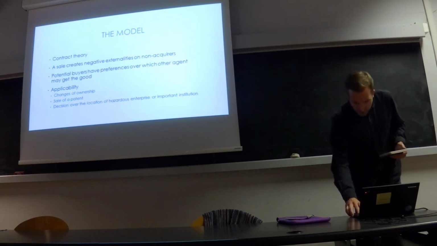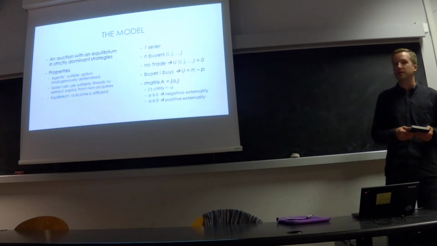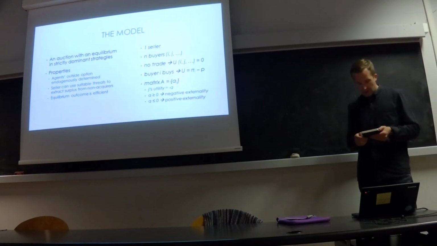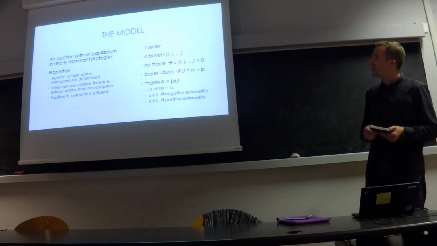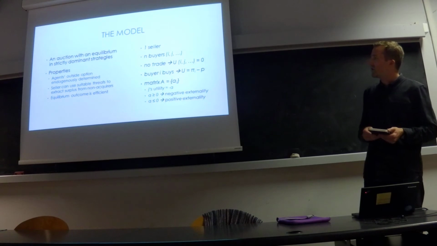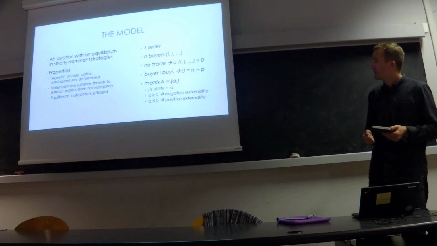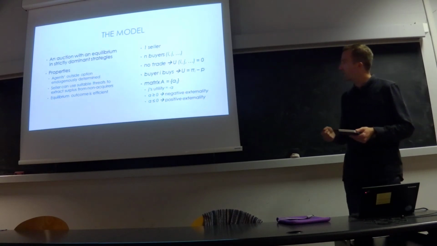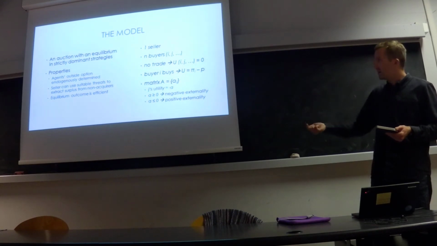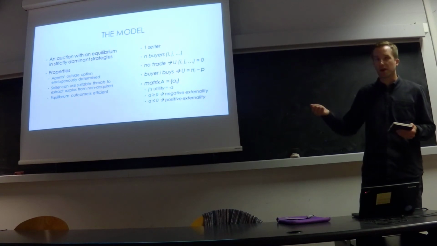Okay, let me go into the model. So we have one seller who sells an indivisible good. Then we have n buyers, and if no trade happens, then the utility of each buyer is 0. If trade happens and buyer i gets the good, then his utility is his valuation of the good minus the price. And if a sale happens, then we also have a matrix A of externalities.